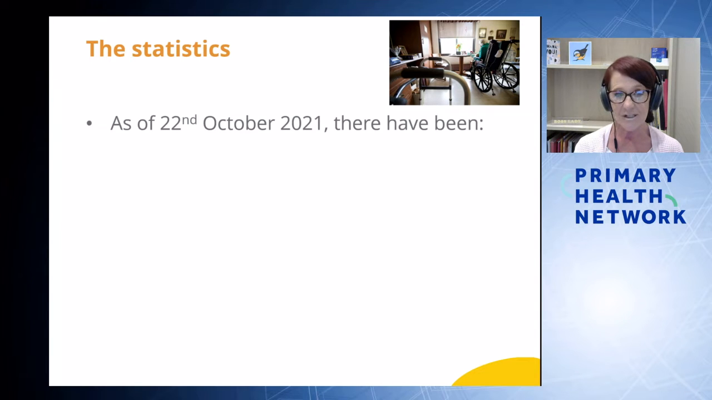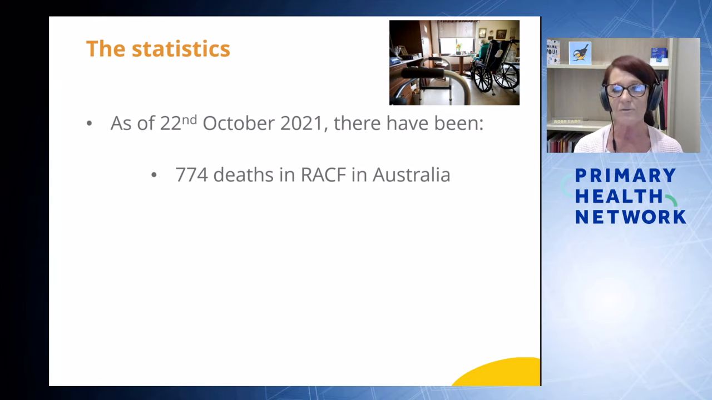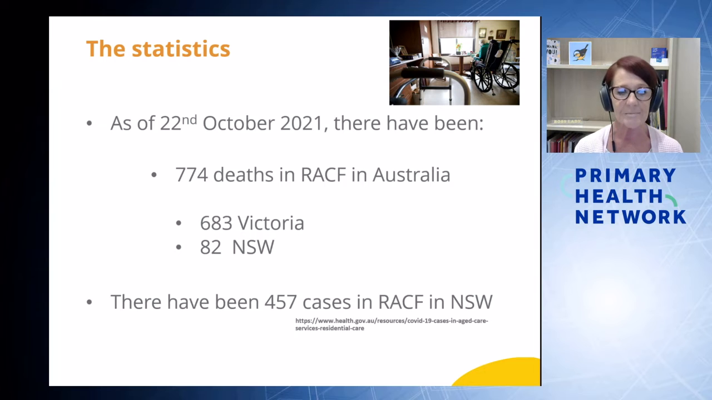So the statistics. Just again, a brief overview. As of the 22nd of October, there have been 774 deaths in aged care in Australia. Unfortunately, Victoria leads the way with 683 due to our nasty outbreak that we had mid last year. And New South Wales at the moment are currently sitting at 82 deaths since your recent outbreak, since July. And of course, the remaining numbers are made up from the other states and territories. And there have been 457 cases in aged care facilities in New South Wales since the 1st of July. So there's been a significant amount of aged care facilities impacted, and the residents as well.